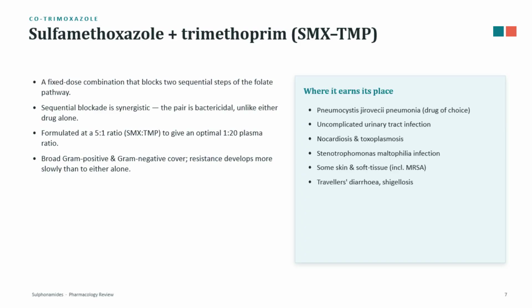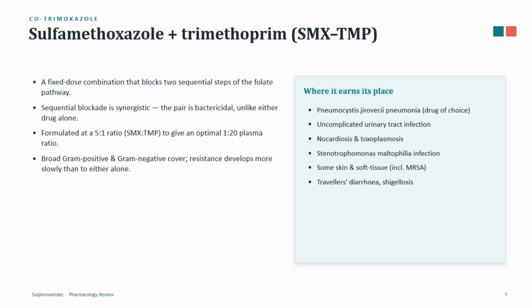Co-trimoxazole deserves its own slide because it's the sulfonamide you actually prescribe. It's a fixed dose combination of sulfamethoxazole and trimethoprim that blocks those 2 sequential steps in the folate pathway we just talked about. That sequential blockade is synergistic, so the pair is bactericidal even though neither drug is on its own. It's formulated at a 5:1 ratio of SMX to TMP, which gives the ideal 1:20 ratio in the plasma.